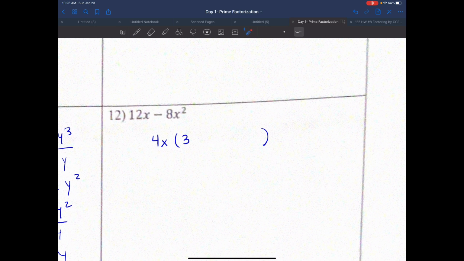All right, now I'm going to figure out, well, 4x times something is going to give me negative 8x squared. Well, we know for sure that it's going to be minus 2x, right? And if you can't see that, let's just do the math. Negative 8x squared divided by that GCF, 4x, right? So I'm going to put a 4x here, and then negative 8 divided by 4 is negative 2, and x squared divided by x is just x, right? So I'm going to put negative 2x, and that's exactly what we have here. Okay?